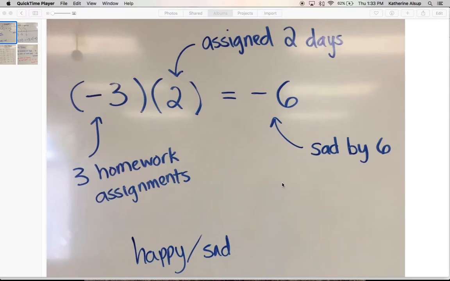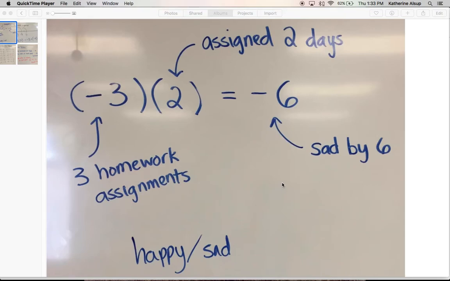This video is to go over several examples of why a negative times a positive is negative and why a negative times a negative is positive. So our first example we talked about went along with our happy, sad metaphor. Positive numbers are things that make you happy, whereas negative numbers are things that make you sad.